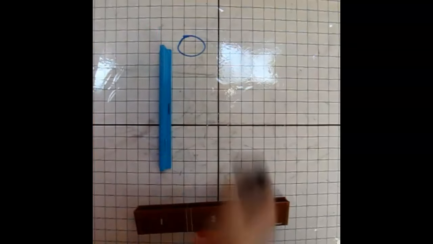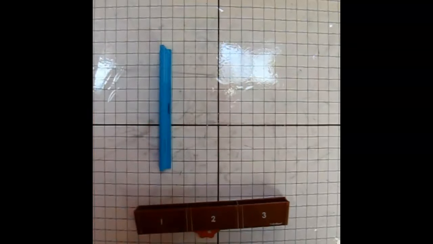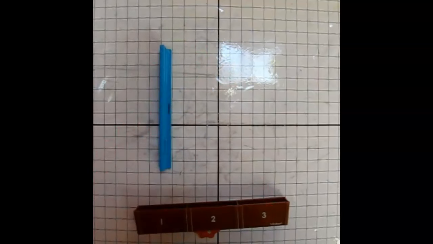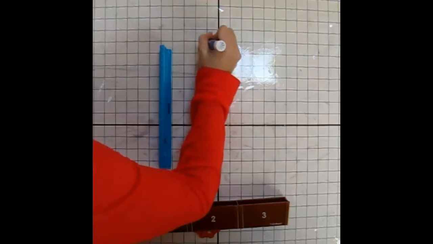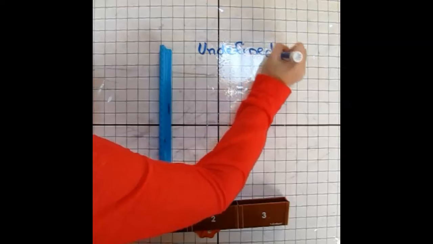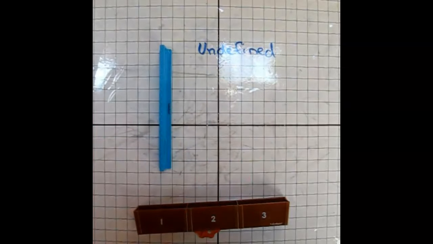If I change it to a vertical line and I try to put the gear on there, it's not going to roll, it's just going to go straight down and drop. You couldn't ski on a slope like this, you would just fall and break your neck. This is the undefined slope, it's an impossible slope.